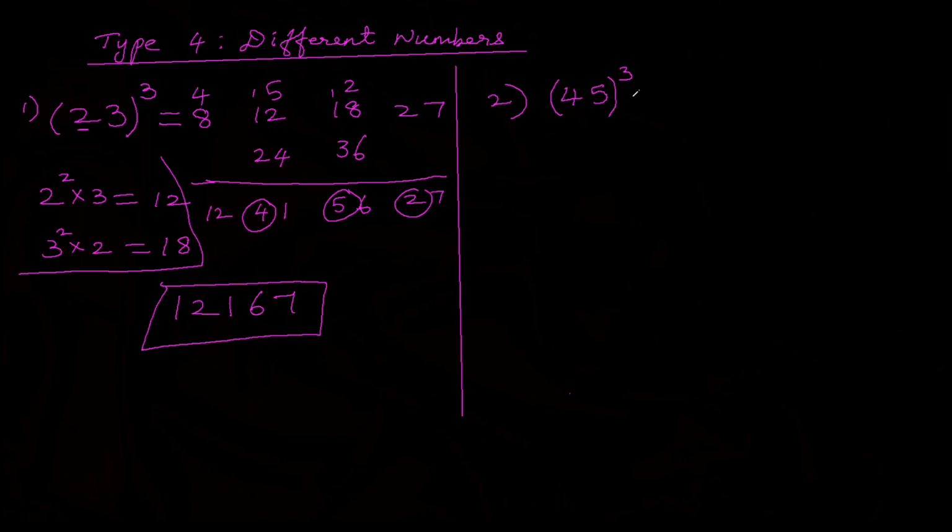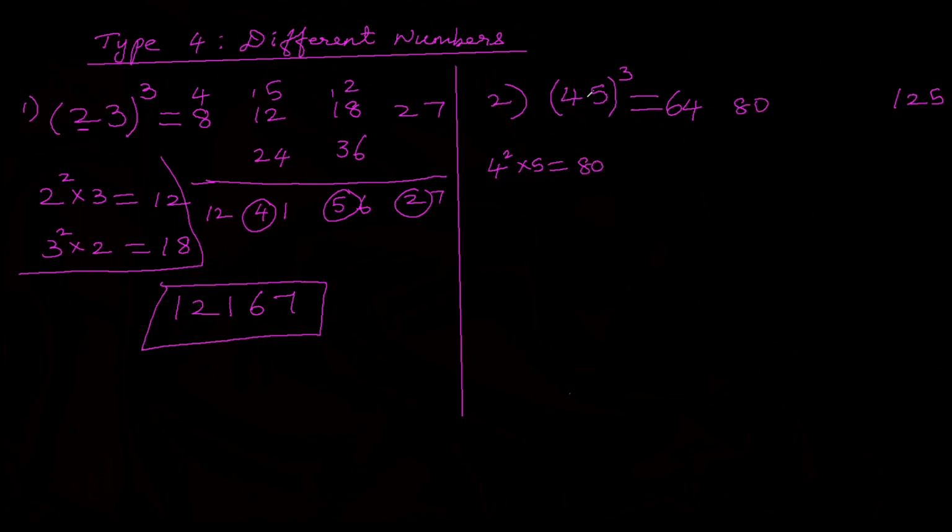Let's do one more to understand the method very well. So, what should we do? Cube the first digit. 4 cubed, 64. And the last part, cube the last digit. 5 cubed, 125. Now to get the middle parts, square this and multiply by 5. 4 squared times 5. 16 fives are 80.